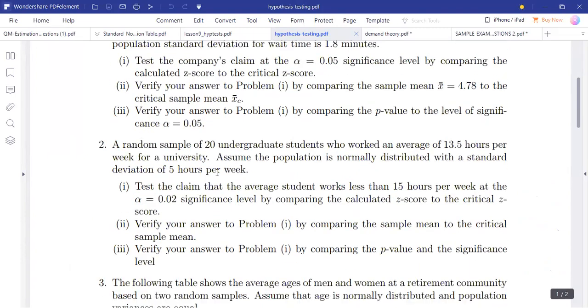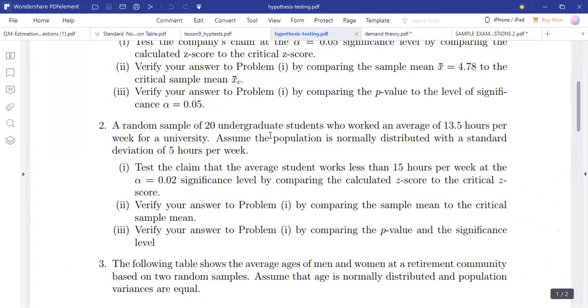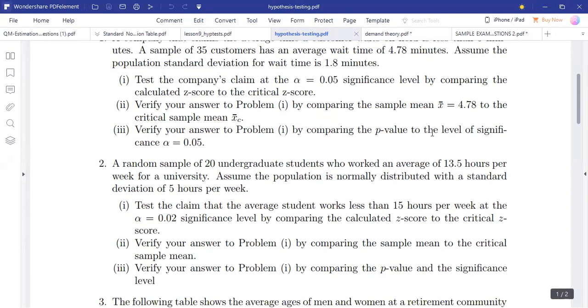Second question. We have a random sample of 20 graduates who worked an average of what? 13.5. Collins, before you proceed, we solved all the 3 parts of question 1, right? Yes, we've solved all of them. I just haven't done the p-value. I'll teach you later on, but we've solved everything.